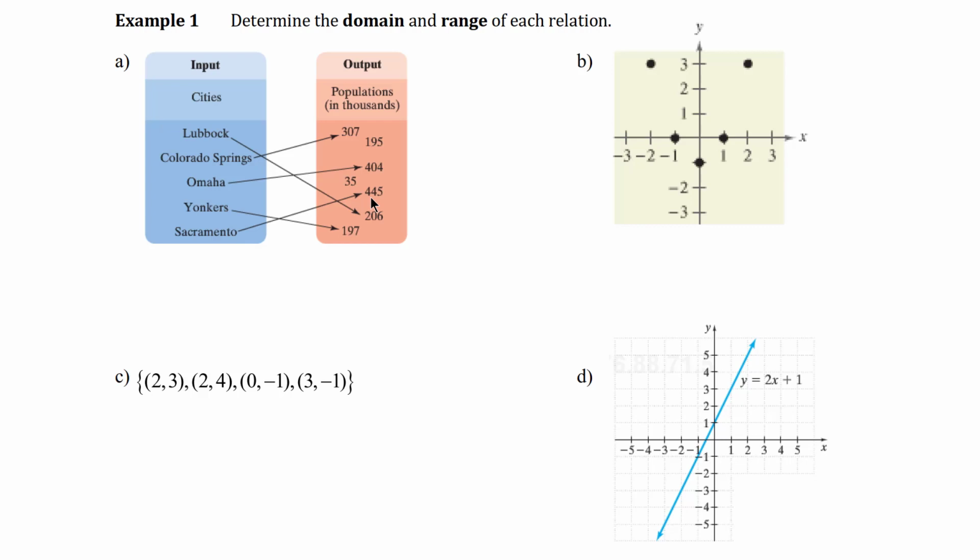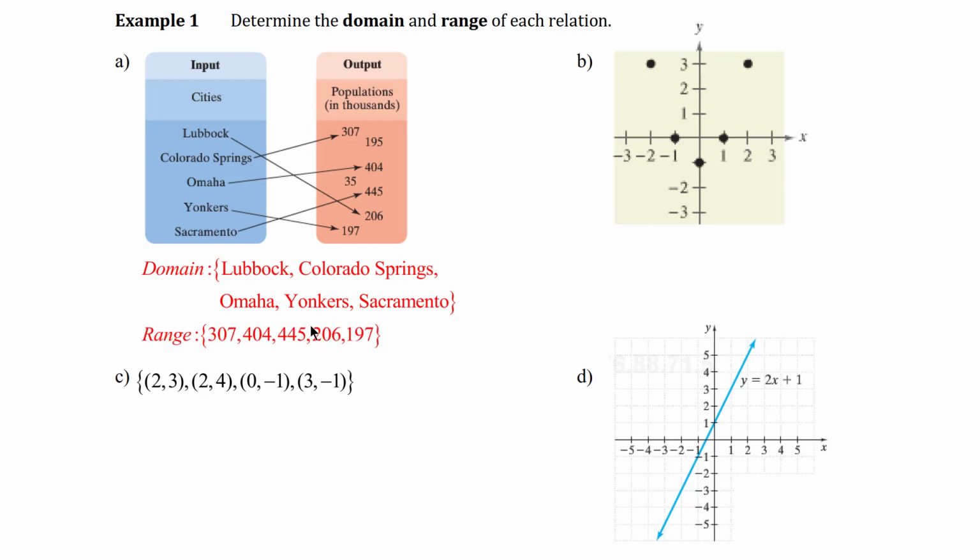First, we write out our domain. We use a set of curly brackets. Inside the curly brackets, we have Lubbock, Colorado Springs, Omaha, Yonkers, and Sacramento. Finally, we have our range. We write it out using a set of curly brackets. We have 307, 404, 445, 206, and 197. Notice here for the range, I did not include the numbers 195 and 35 because the correspondence or relation didn't use those values.